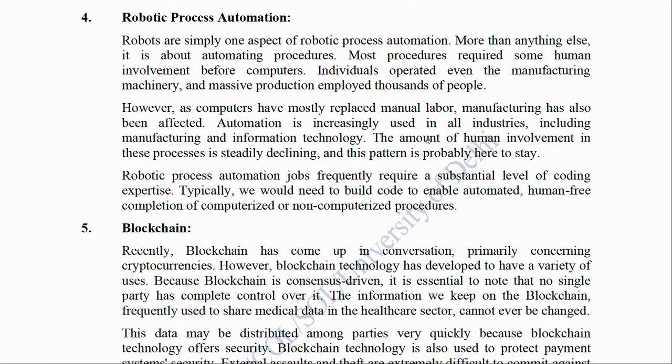Point number four, robotic process automation. Robots are simply one aspect of robotic process automation. More than anything else, it is about automating procedures. Most procedures required some human involvement before computers. Individuals operated even the manufacturing machinery, and massive production employed thousands of people. However, as computers have mostly replaced manual labor, manufacturing has also been affected. Automation is increasingly used in all industries, including manufacturing and information technology. The amount of human involvement in these processes is steadily declining, and this pattern is probably here to stay.